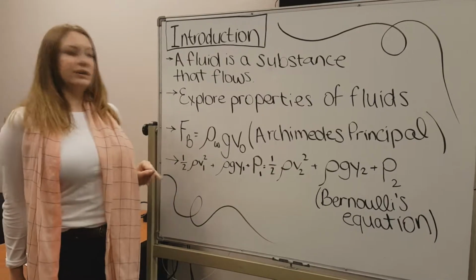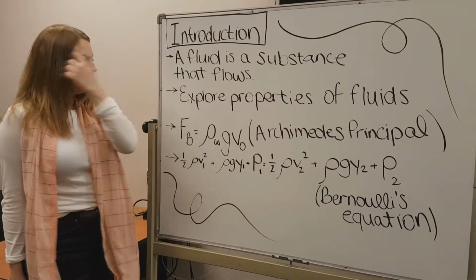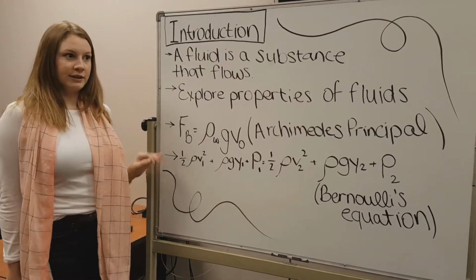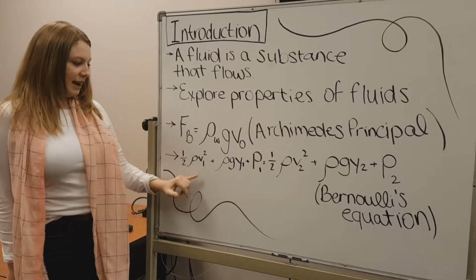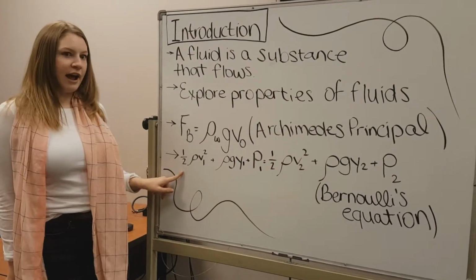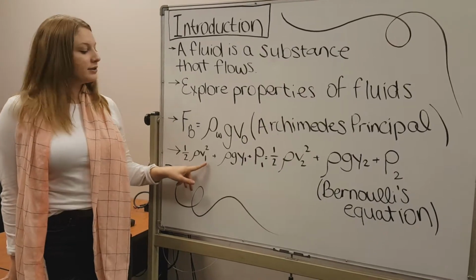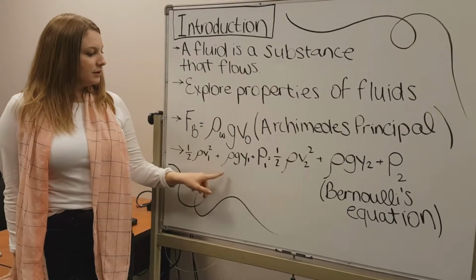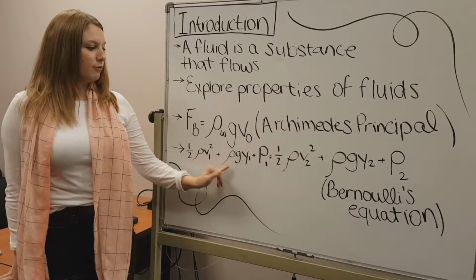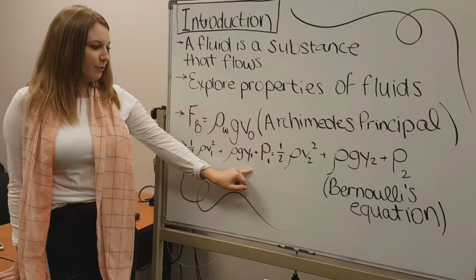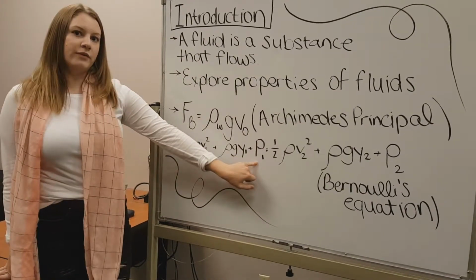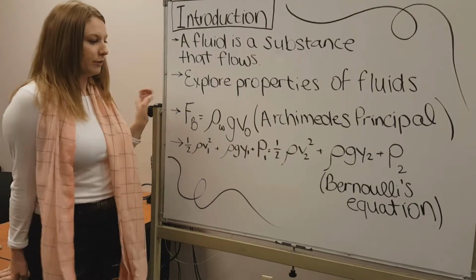We also use Bernoulli's equation, which is derived from the fact that energy is conserved in this system. So we have kinetic energy here represented by 1/2 rho v1 squared, plus potential energy, which is rho times g times y1, and then we have the pressure of the system, which is representative of work.